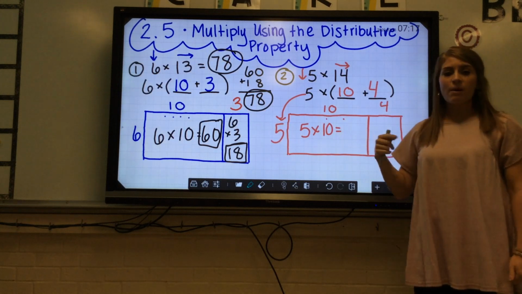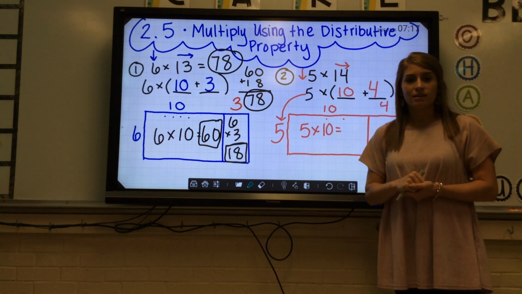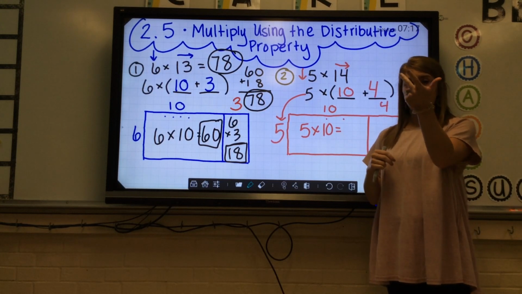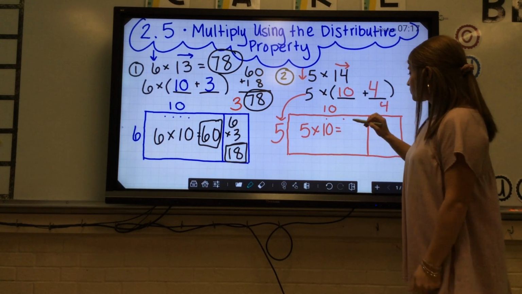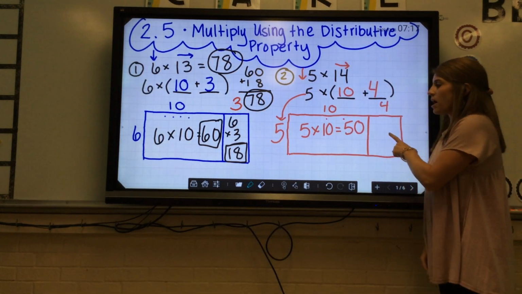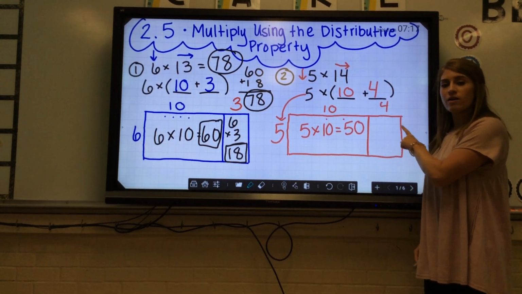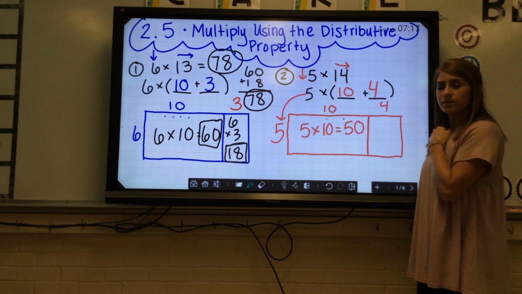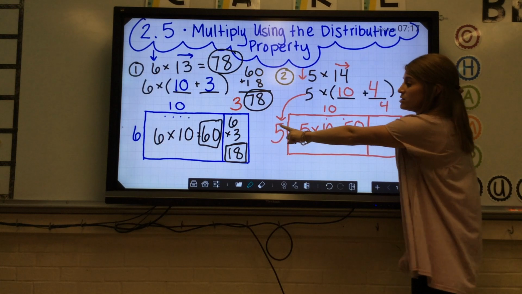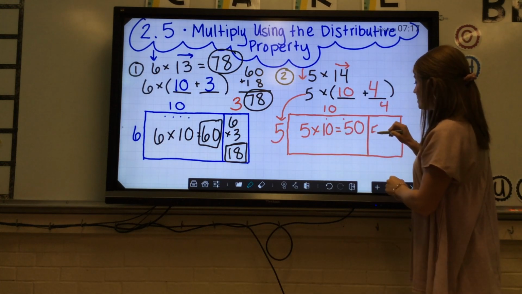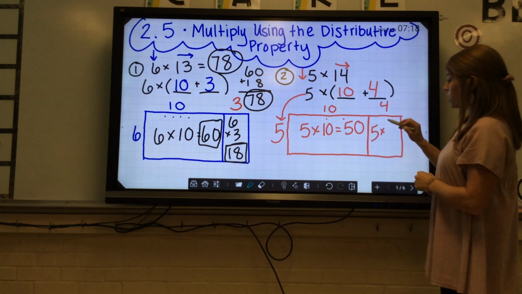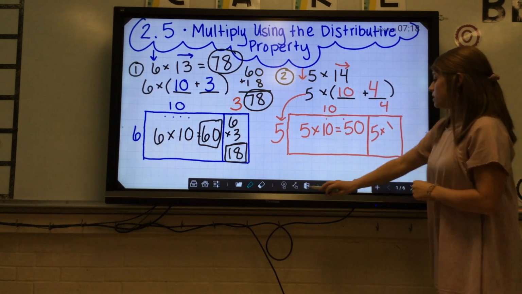And what do I get if I multiply 5 times 10? Very good. 5 times 10 is 50, 10, 20, 30, 40, and 50. So I'm going to write that right there. And what about for this box? What problem will I use to solve for this box? Very good. I'm going to distribute that 5 over there again. So it's going to be 5, because that's how many down I've got, times 4, which is on top of this box.